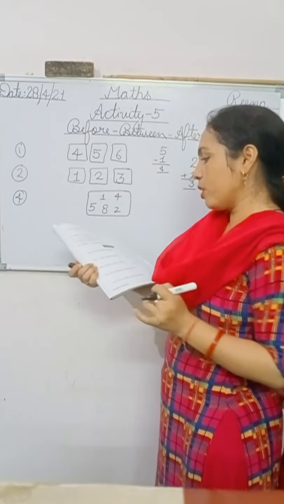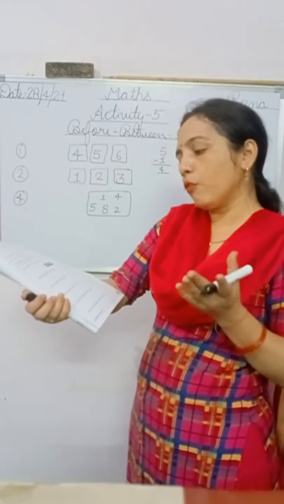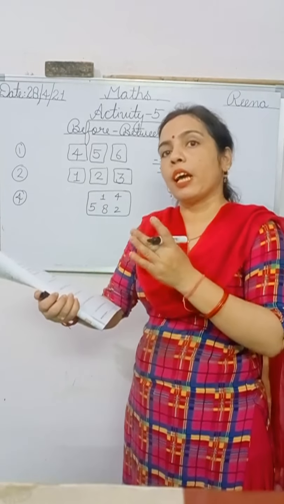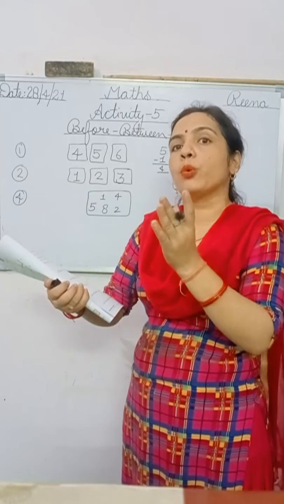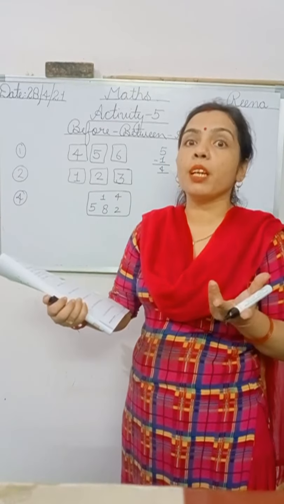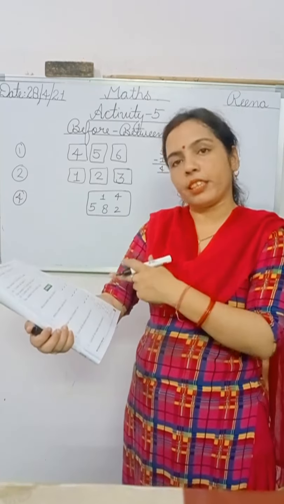Okay. Now next, the third question. What comes in between 7 and 9? In 7 and 9, you write the after number of 7. That means what number comes after 7? 8. Now you write 8.